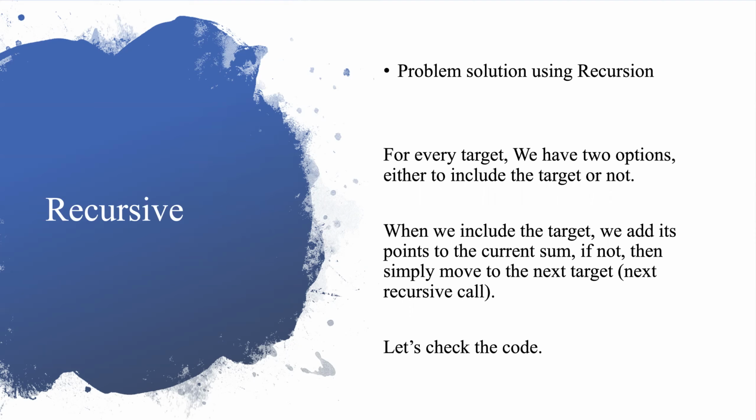So how well does this work? For every target, we will have 2 options, either to include the target or not. When we include the target, we add its points to the current sum. If not, then simply move to the next target. Let's check the code.